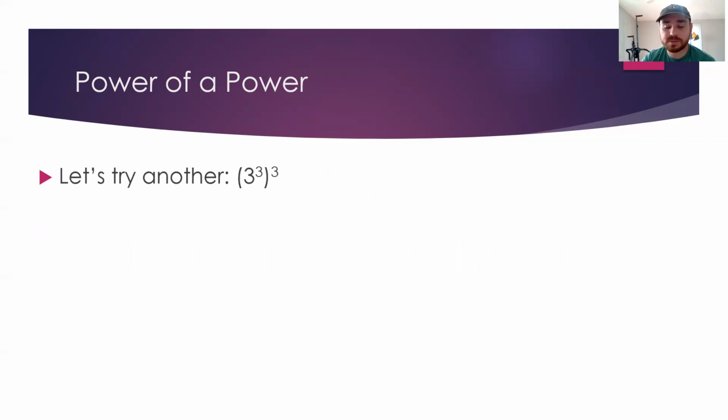Here we can look at another problem. So we've got 3 cubed cubed. We're going to start the same way. We're going to expand it out, starting with what's in the parentheses. So now we have 3 times 3 times 3. That's this 3 cubed, just rewritten in expanded notation. And we're raising that to the 3rd power. So we need to take this whole thing and multiply it by itself 3 times.